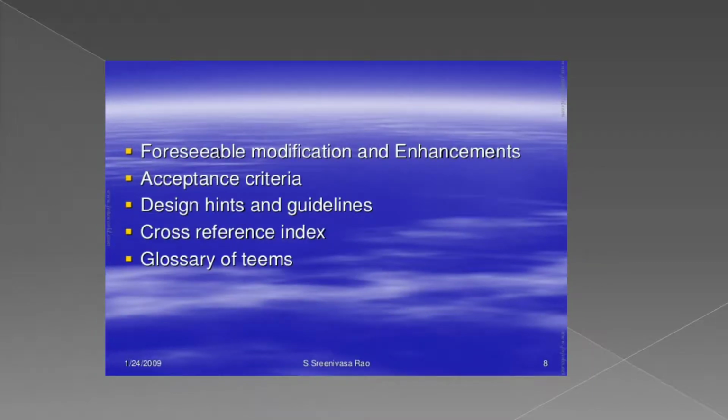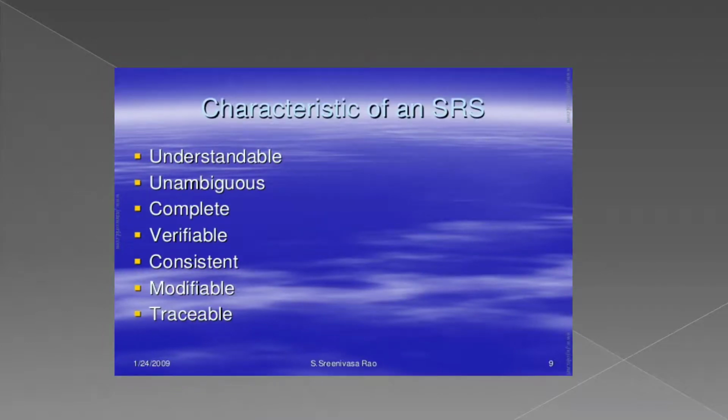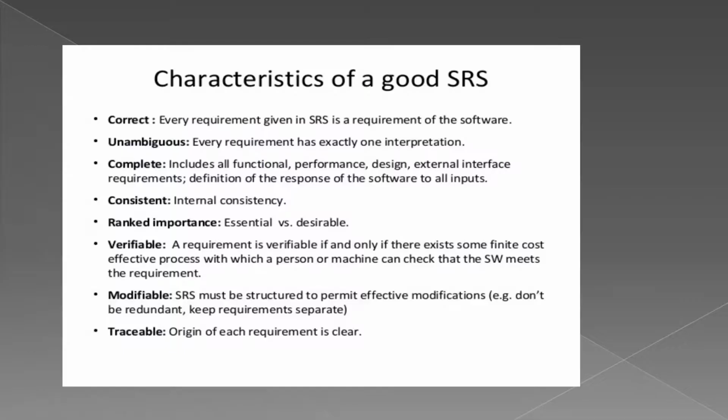Then next are forcible modification and enhancement, acceptance criteria, design hints and guidelines, cross reference index, and glossary of terms. So these are all the format of SRS. Next is characteristics of an SRS. There are some characteristics mentioned here: understandable, unambiguous, complete, verifiable, consistent, modifiable and traceable. Let's see one by one these characteristics of a good SRS.